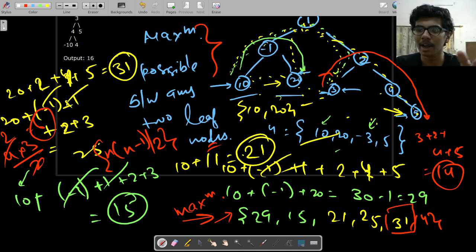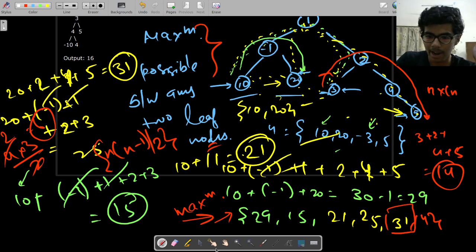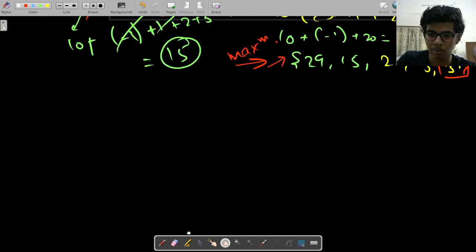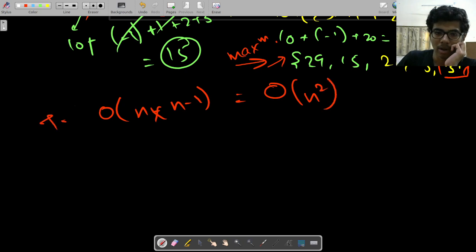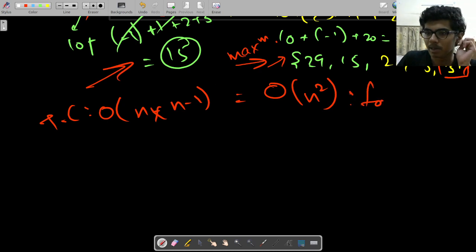So if I use the brute force approach, what I will do, I will find the sum between any two nodes. Okay, any two leaf nodes. So it will be order of n cross n minus 1, which is going to be O(n) square. So I am calculating the time complexity for the brute force approach I used in the previous question, forming all pairs.